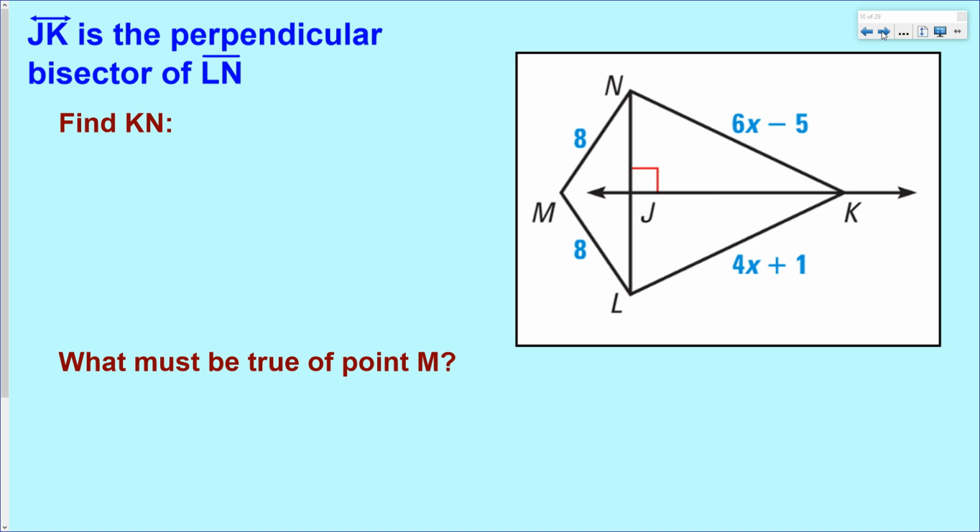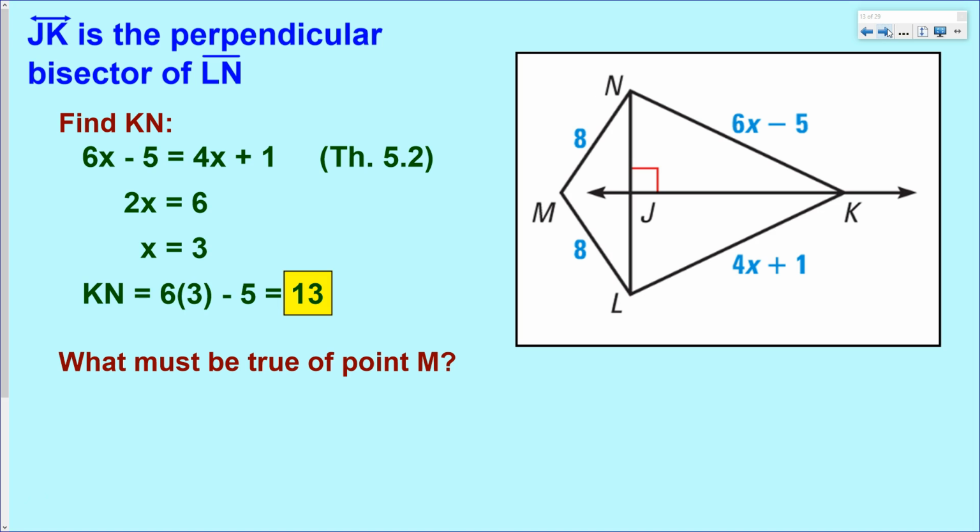To find KN, we are given that JK is a perpendicular bisector, so we have this point K that exists on that perpendicular bisector. So because of theorem 5.2, we know that K is equidistant from N and L, so we can set those two expressions equal to each other. Solve it. You get x equals 3. They didn't ask for x, they asked for KN, right? So plug it into the formula, substitute the value in, and you'll get 13.